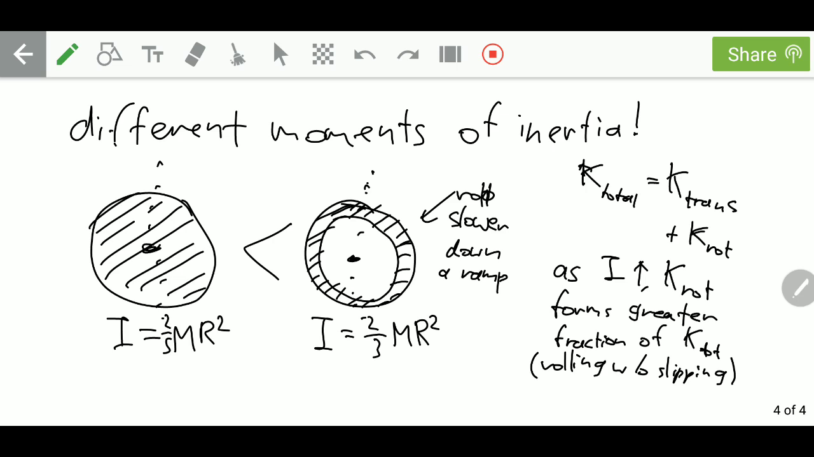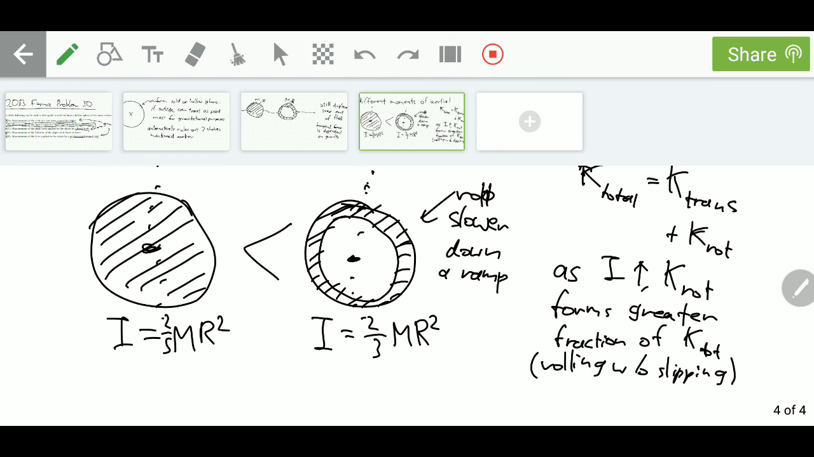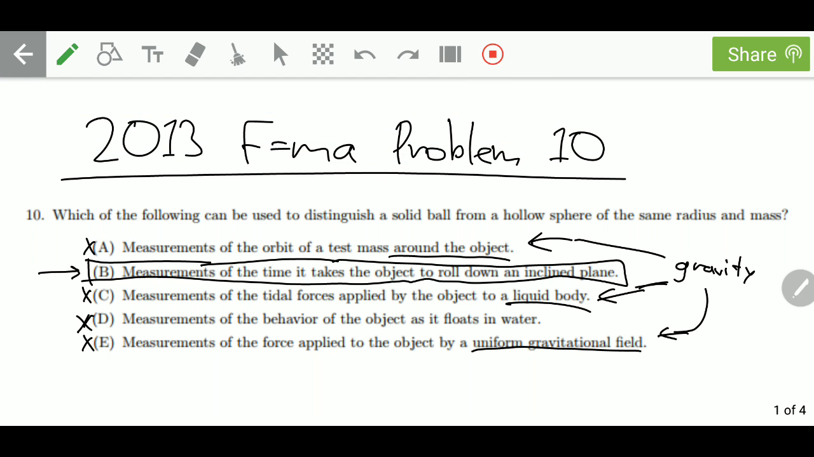You can also derive this by balancing forces. You can draw out the force diagram and see that the force of static friction is what will contribute to the rotation, and from there you would end up reaching the same conclusion that the acceleration for the object of greater moment of inertia would be less. And so either of those ways will work to show you that this will indeed tell you the difference. And so thus B is the correct answer.